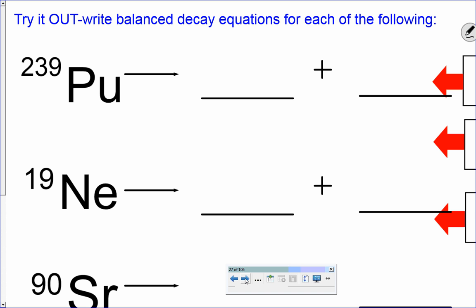Here's a few for you to try on your own. Remember, the first thing that you're going to do is you're going to look up your initial starting atomic masses. Please take a minute and pause this video while you do so.